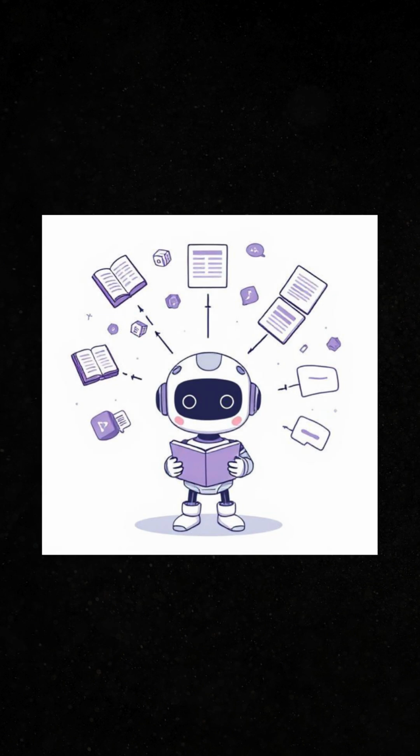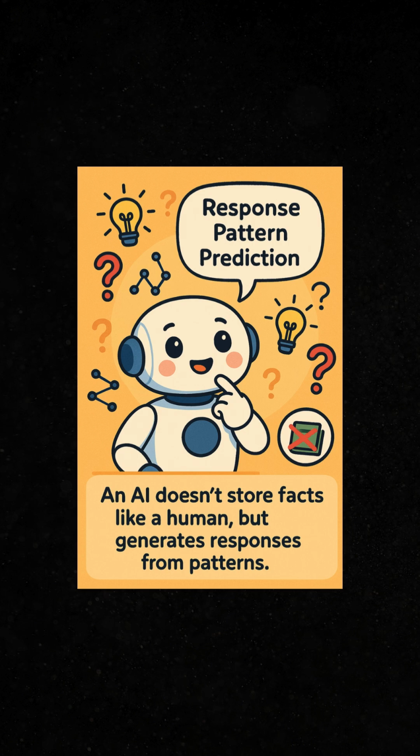So, how did I learn all this? I was trained on a lot of data: books, code, websites, articles, forums, you name it. But remember, I don't remember these things like a human does. I don't know facts. I just generate responses based on patterns I've seen. That's the basics of how I understand language.